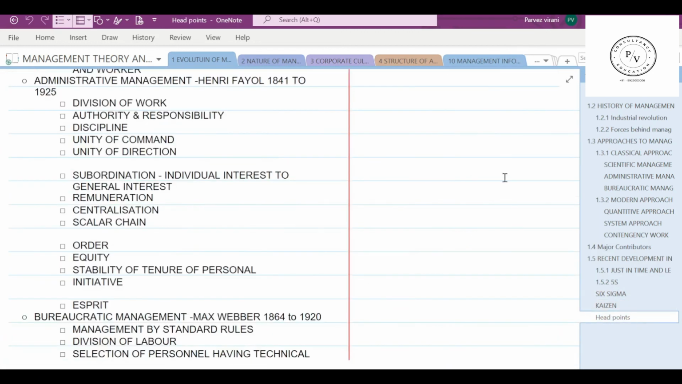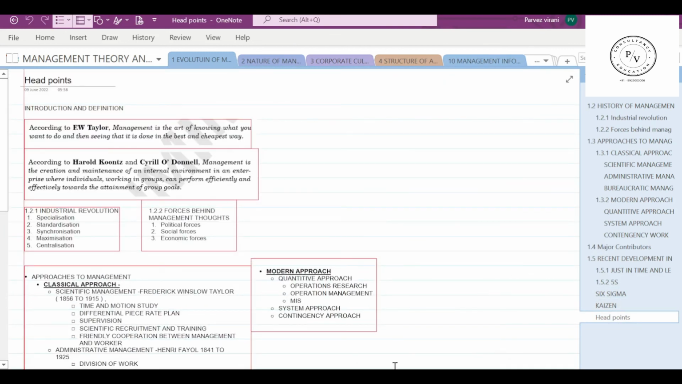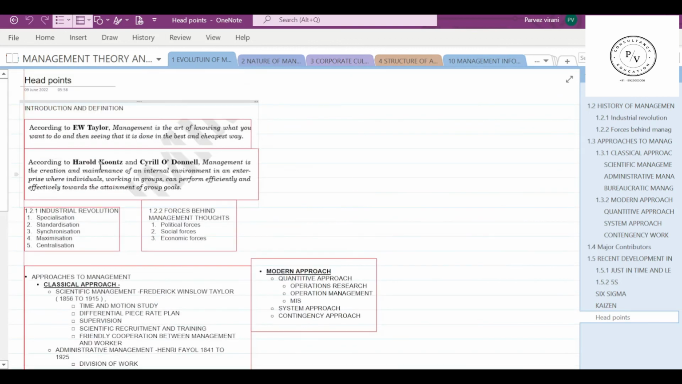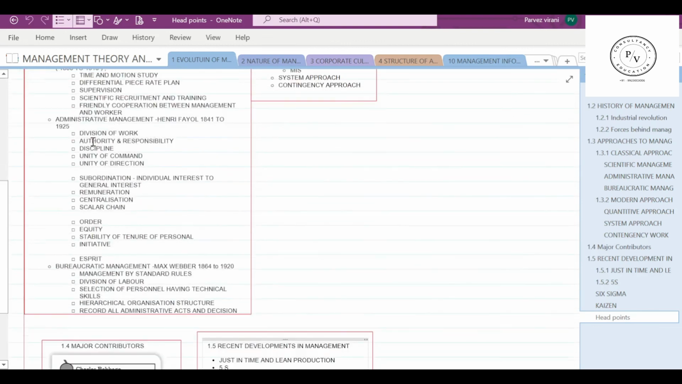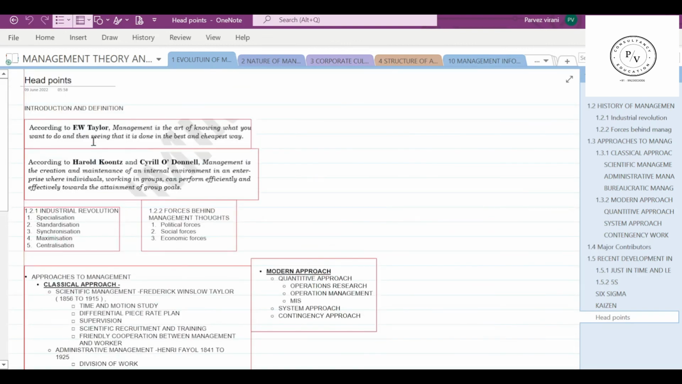Now let's come to this part. This is a very interesting part of the entire notes, and these are head points. After completing the entire chapter, I have jotted down all the head points on one single page. So as a last-moment study, we can go through these head points once, and these head points are mainly the head parts of this entire chapter.